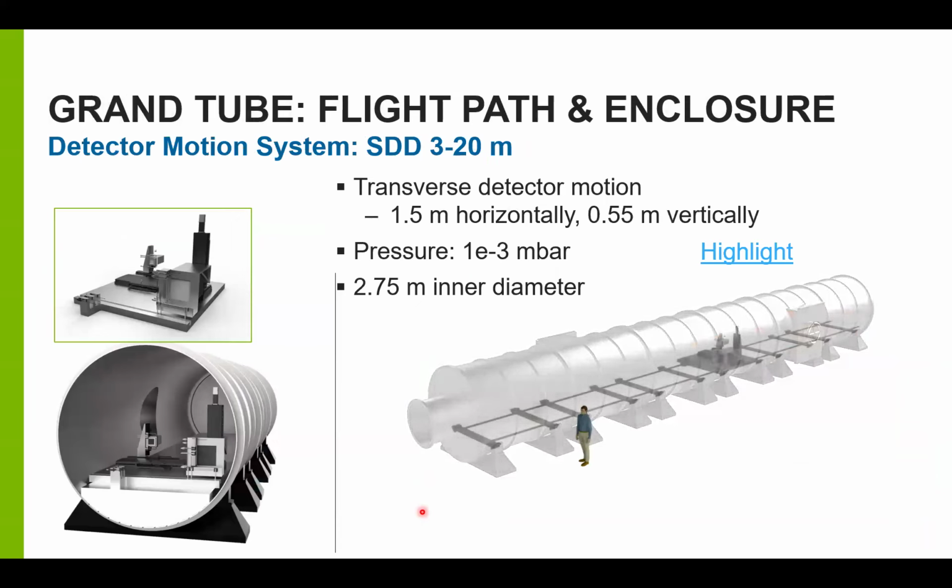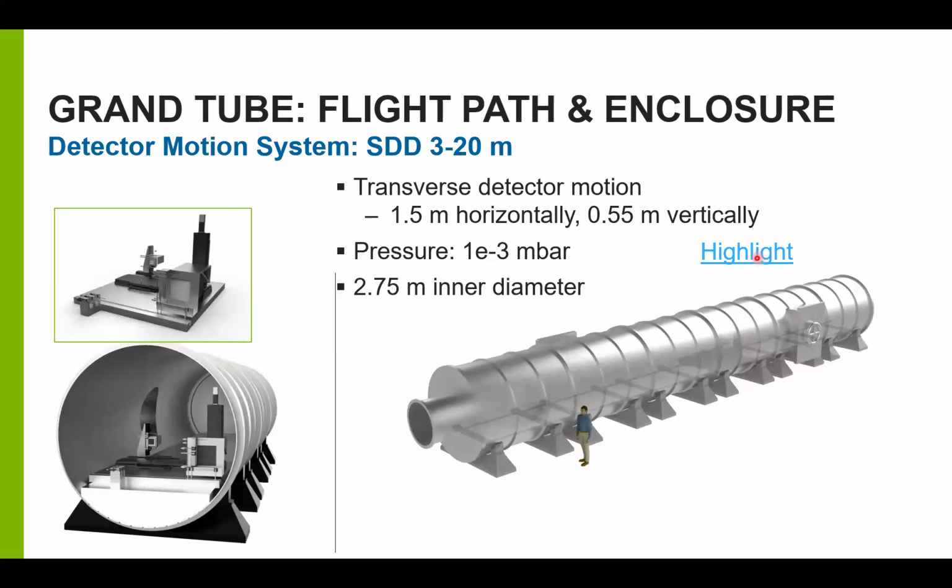And now I mentioned to you our grand tube. So here's an animation that shows you what's inside. The carriage moves the full length of the grand tube, so about 20 meters. The inner diameter is 2.75 meters, and that allows for about 1.5 meters stroke horizontally and about 600 millimeters vertically, which should make for interesting possibilities to optimize experiments.